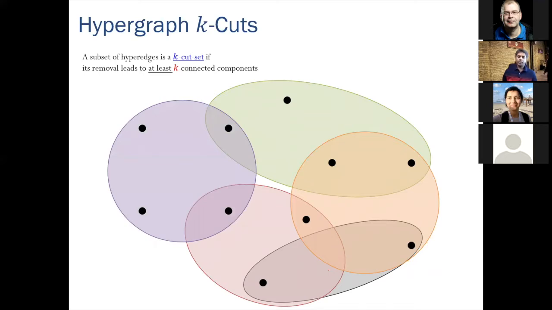Right, so the removal of a minimum cardinality K-cut set may lead to more than K connected components in hypergraphs. And this is not the case in graphs. For example, here, the minimum cardinality two-cut set should have size 1. And in fact, if you remove the purple hyperedge, you see that we do get at least two connected components. But in fact, we get more than two connected components. We get three connected components.